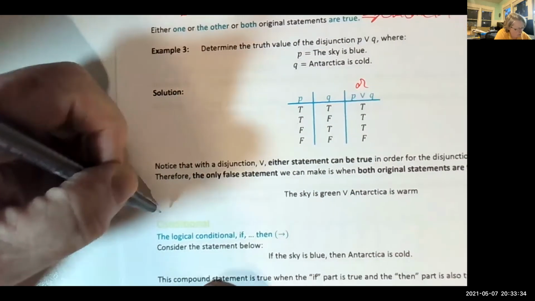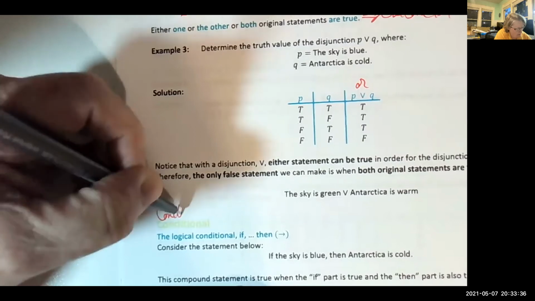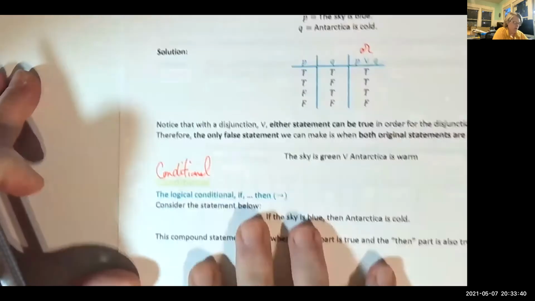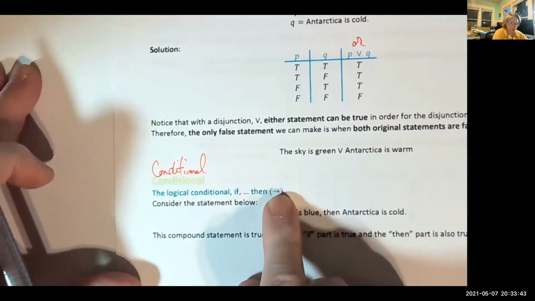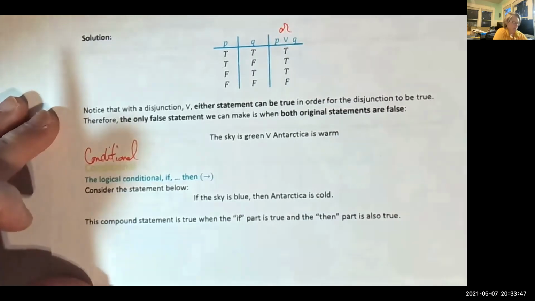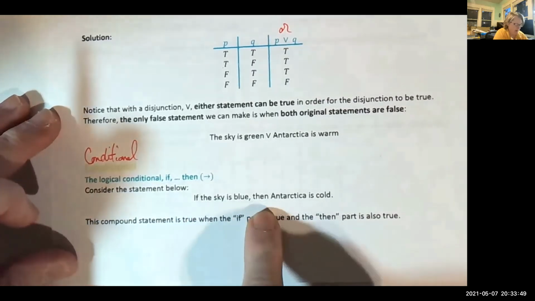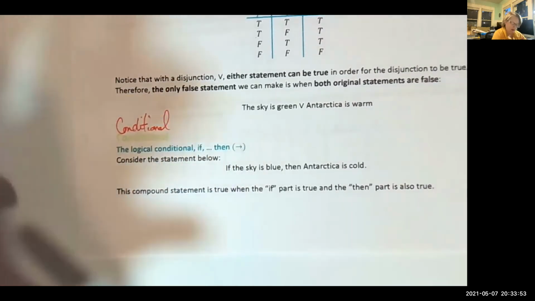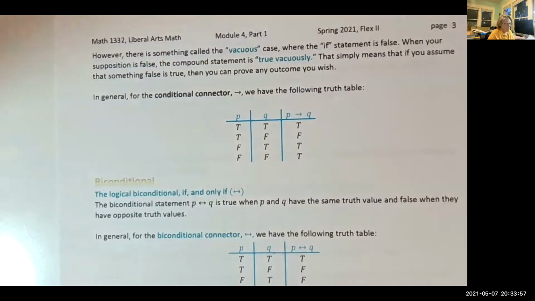This says conditional. Your notes will be fine. Conditional is if then, and it's indicated by this arrow. Excuse me. If the sky is blue, then Antarctica is cold. This is kind of an interesting thing. So let's look at it.